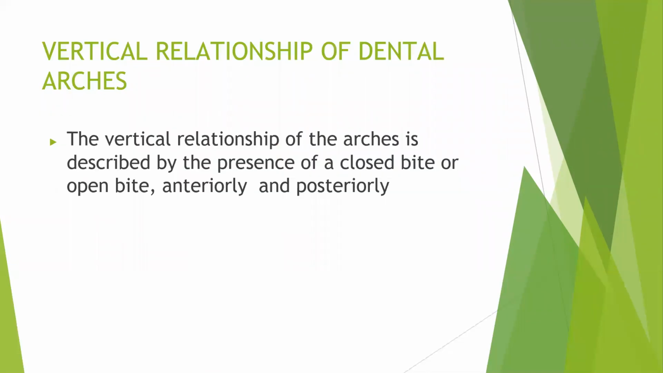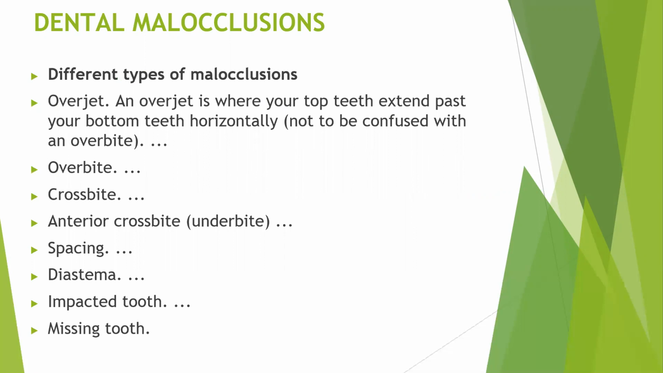So let's speak a little on vertical relationship of dental arches. The vertical relationship of the arches is described by the presence of a closed bite, open bite, anteriorly or posteriorly. There are different types of malocclusions. Overjet. An overjet is where your top teeth extend past your bottom teeth horizontally, not to be confused with an overbite. An overbite is the relationship between the upper teeth and the lower teeth and how much coverage the upper teeth have over the lower teeth.